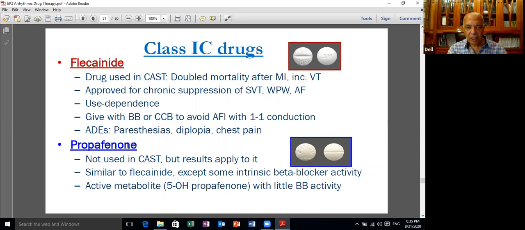Propafenone is available in Egypt. Again, the results of the CAST trial apply to it, and it's similar to flecainide. It should be used with beta blockers, although it has some intrinsic beta blocking effect. There is a deficiency of the enzyme CYP2D6, which is responsible for the activation of propafenone into 5-hydroxypropafenone, which has a little beta blocking effect.